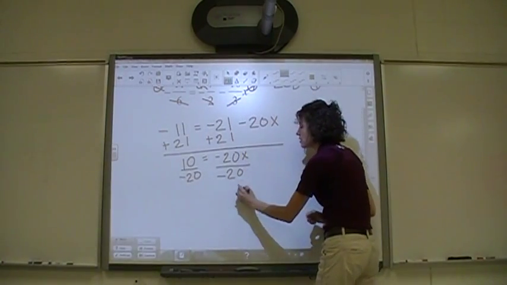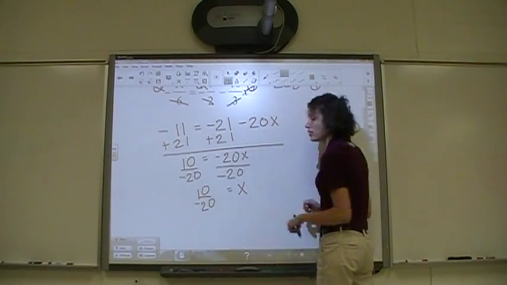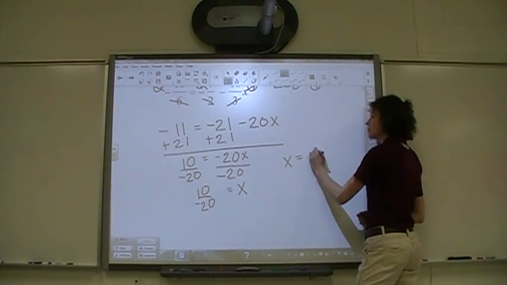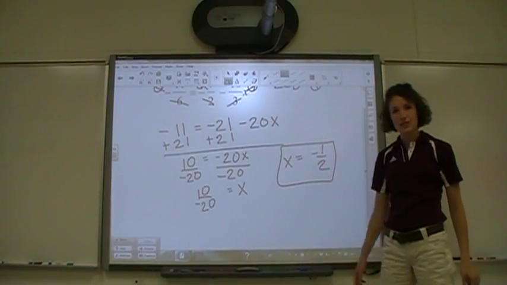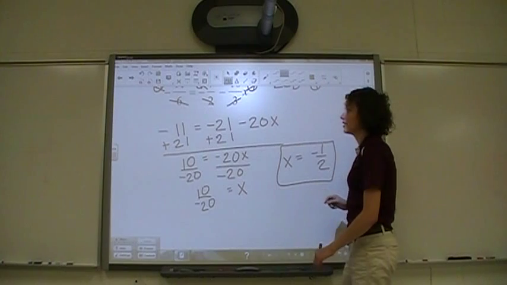So you get x equals 10 over negative 20, and make sure you reduce. 10 over negative 20 really gives me x equals negative 1/2. And that is my final answer. Make sure you reduce all of your fractions to be able to give me your final answer.